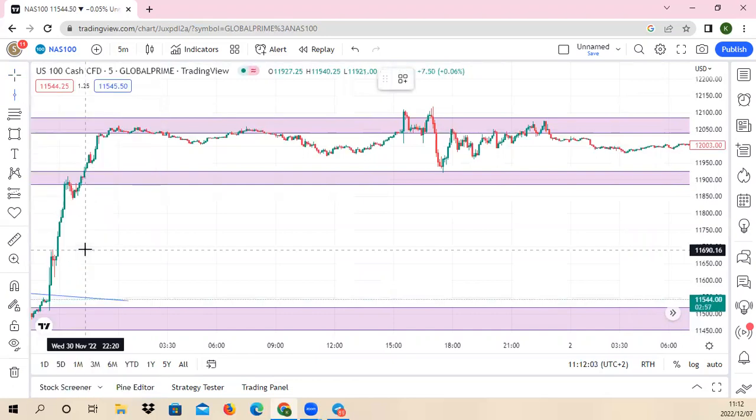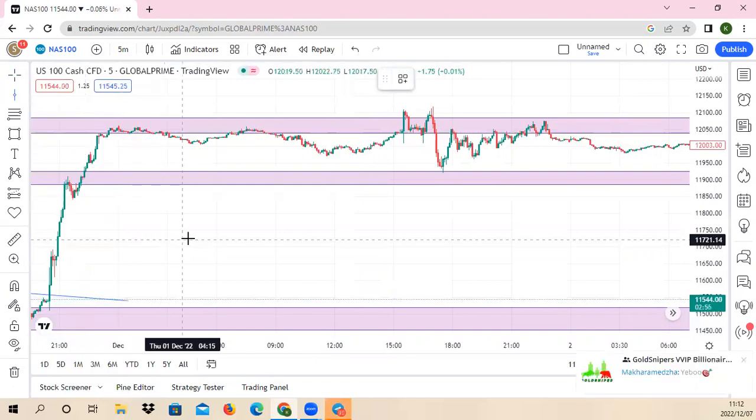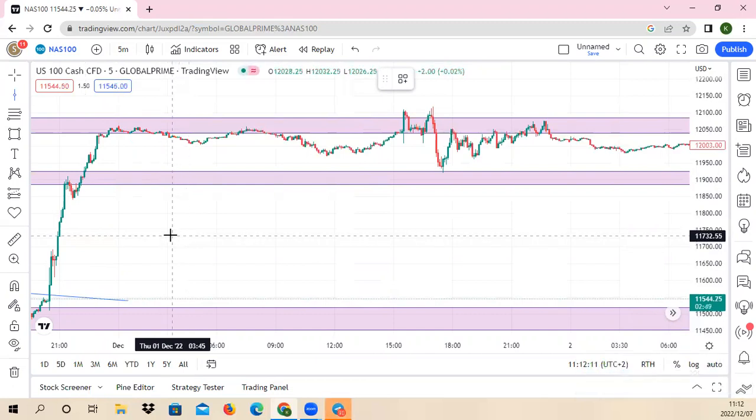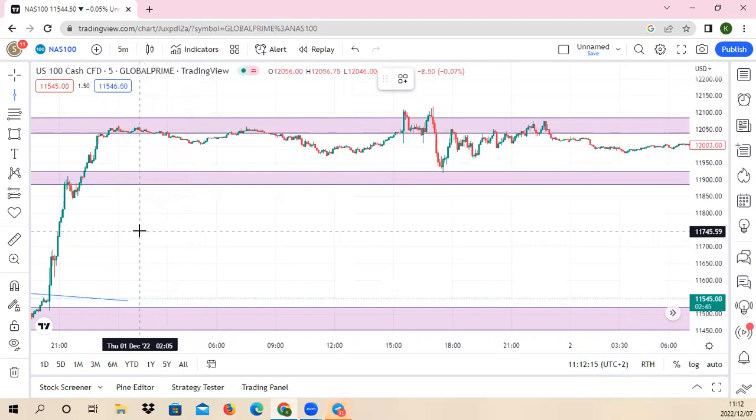So first we're going to need to mark basically where our Asian session is. So let's start here on Thursday. This was Thursday on the 1st of December. This was a day before NFP, which is where the market started moving from the zone.